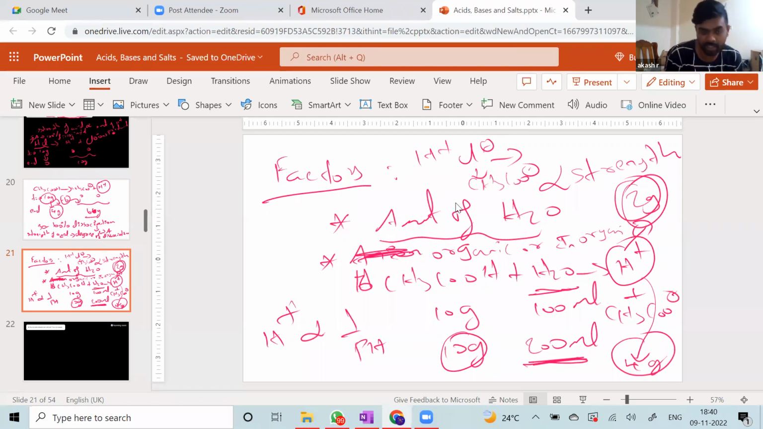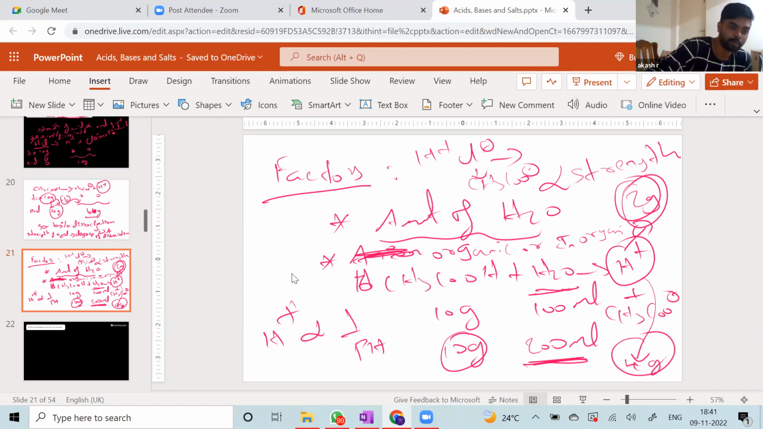Inorganic means your HCl, HNO3, all these are inorganic. And anything which has carbon and hydrogen, as I told you, is going to be organic. So CH3COOH is an organic acid, so it's a weak acid, whereas inorganic acids are going to be strong acids. These are the ways by which we'll be able to speak.